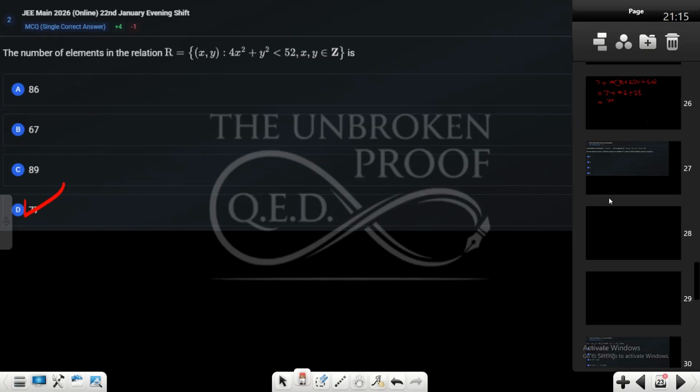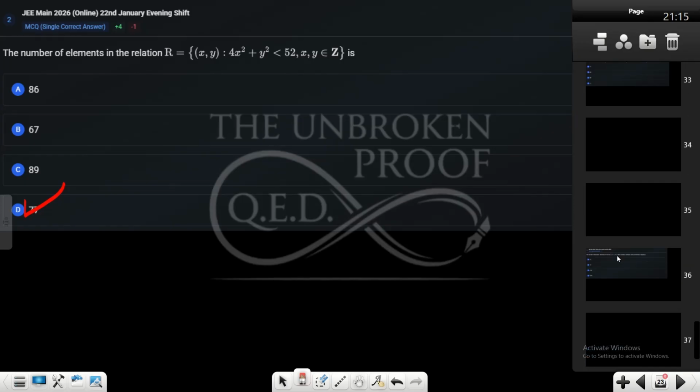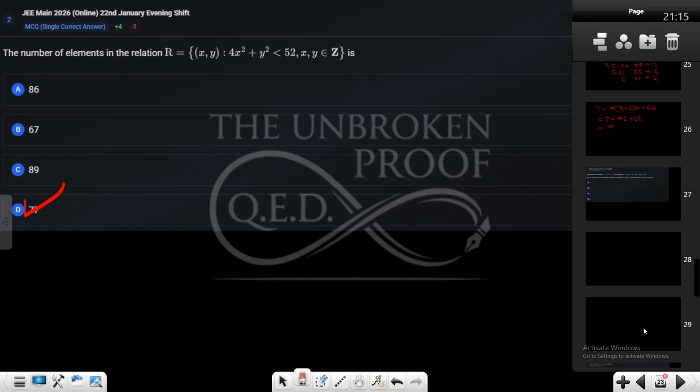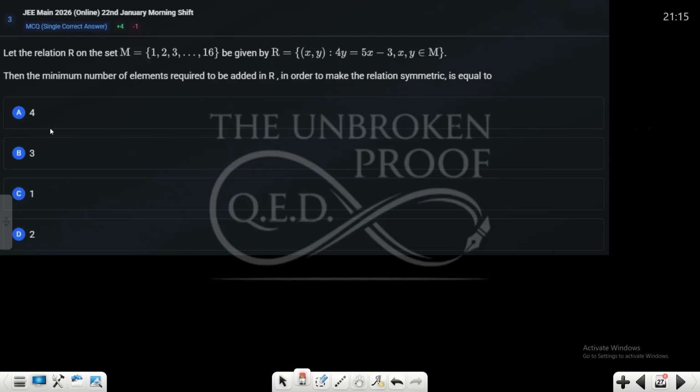Now how many questions are left? 1, 2, 3, 4 more questions to go. Now here is the 6th question. Let the relation R on the set M be given by R is equal to {(x, y) such that 4y = 5x - 3, x, y belong to M}, and the minimum number of elements required to be added in R to make it symmetric is equal to.